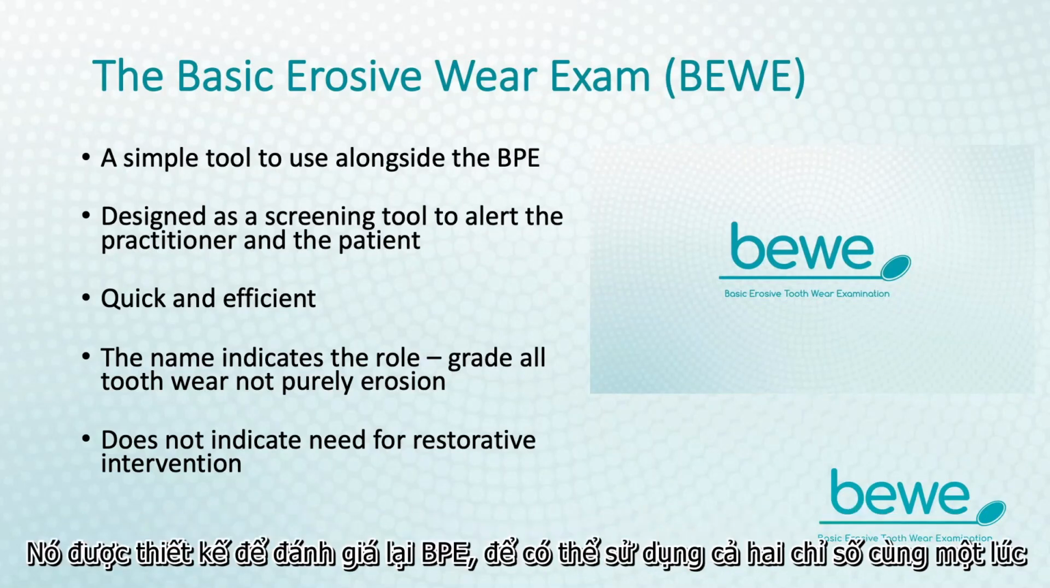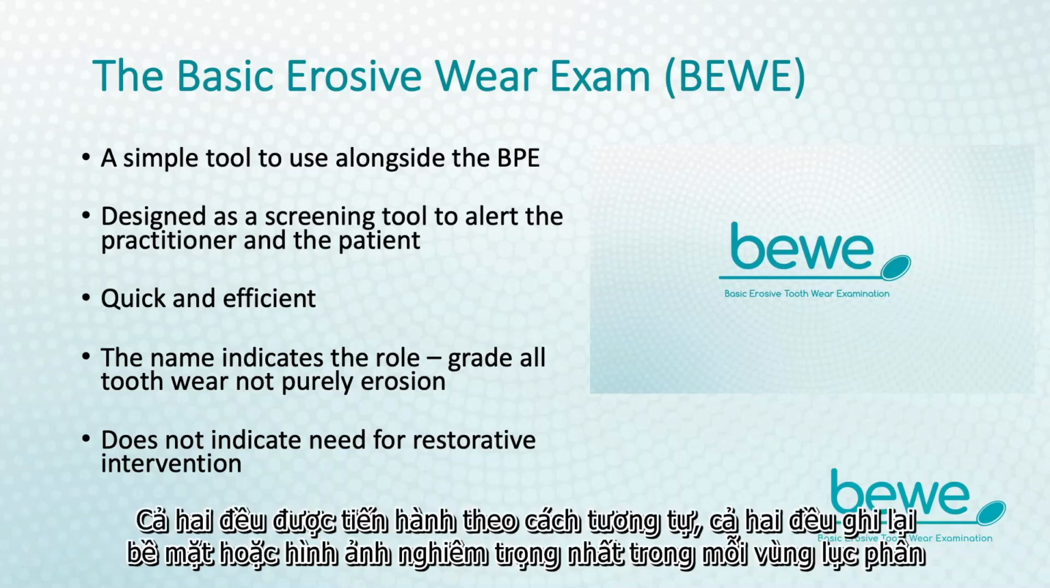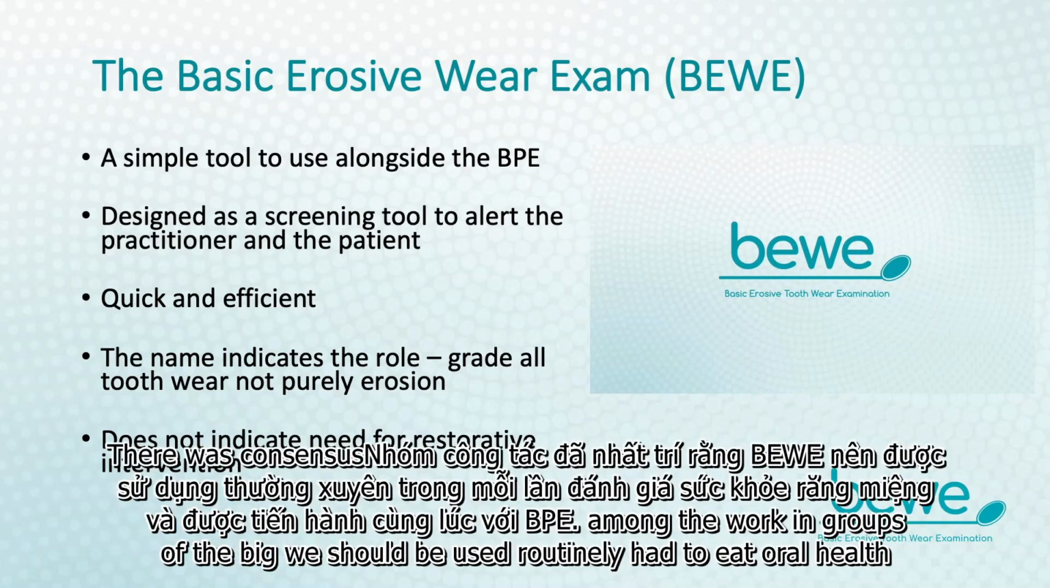It was designed to mirror the BPE so that both indices can be used at the same time. They are both conducted in a similar way, with both recording the most severe surface or site in each sextant. There was consensus among the working group that the BWE should be used routinely at each oral health assessment and conducted at the same time as the BPE.